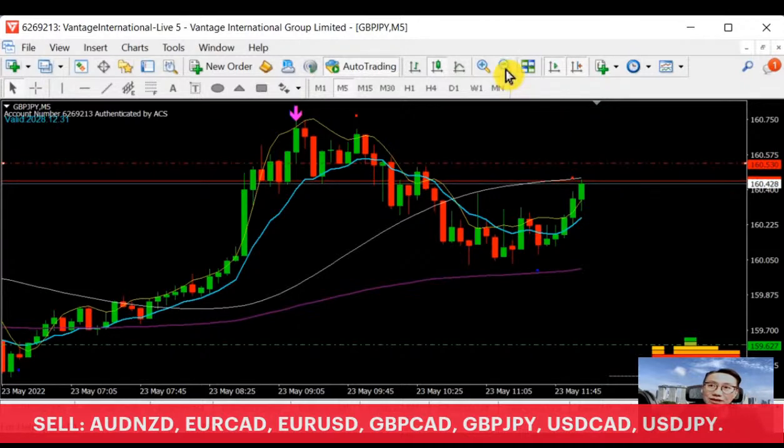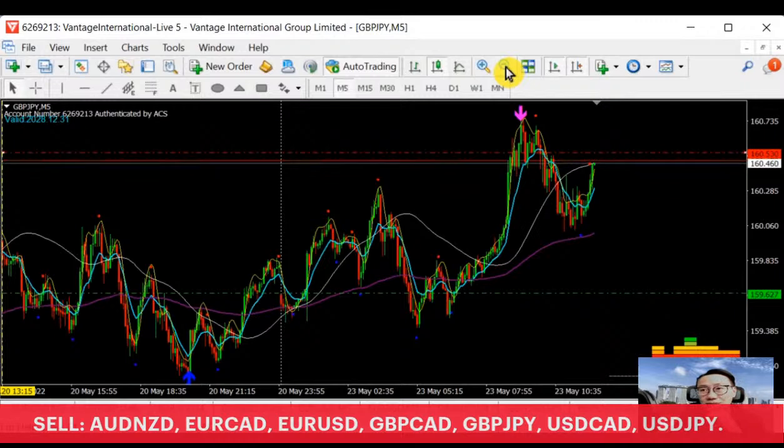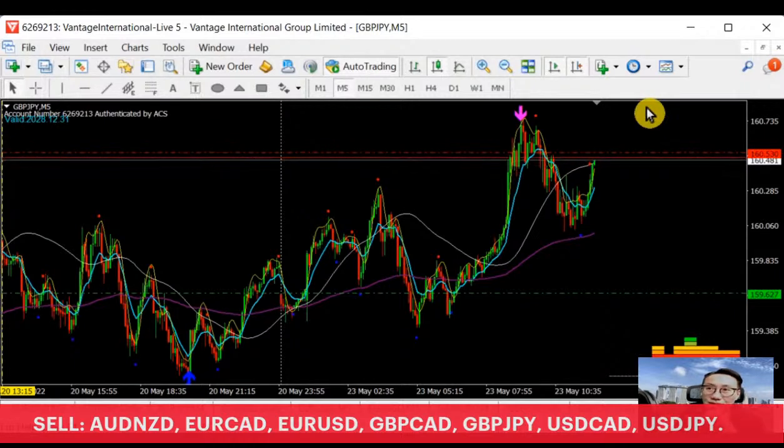Okay, retracing upwards right now. So are we going for another ride? Probably, we may. But have we confirmed the ride? After it breaks this, forming a support above the resistance, another ride is coming. So forget about it.